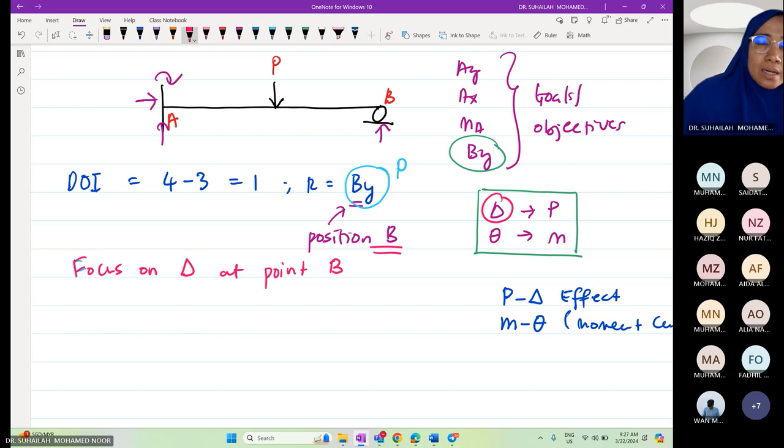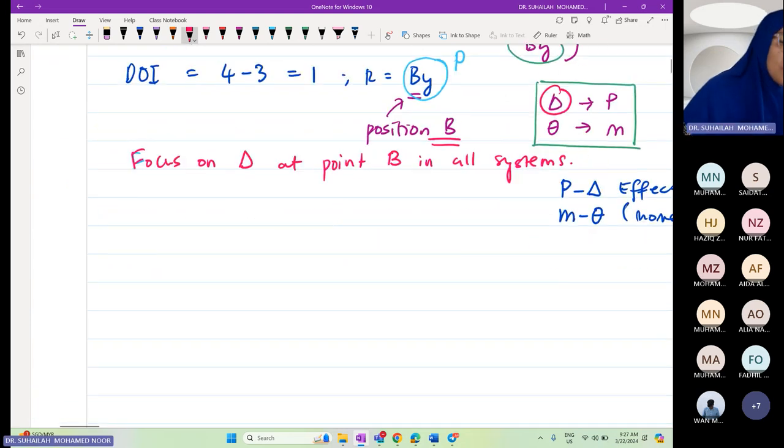Okay. Kita akan tukar everything lah. Kita akan tukar M tu, MA. Kita akan tukar position. Same goes to the other one. Okay, yang ni kita fokus bila BY is the redundant. So focus on delta at point B. Okay. In all system. Apa system tu?